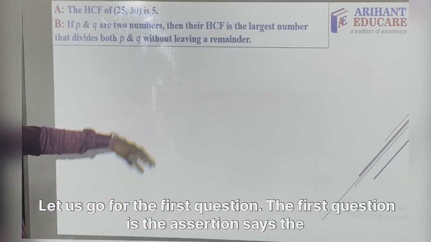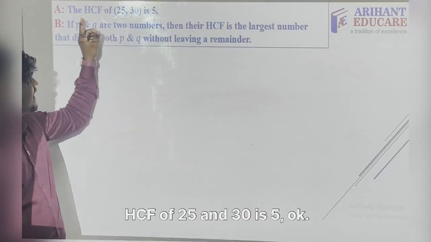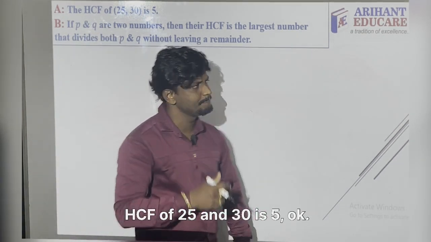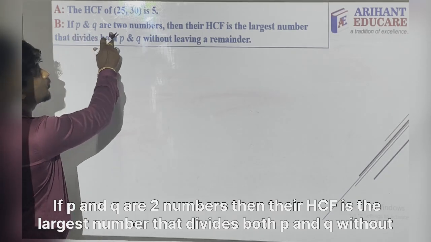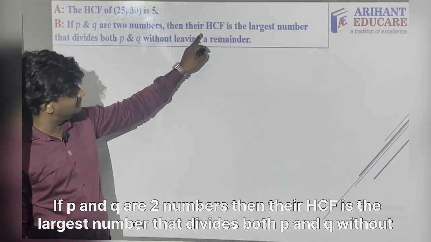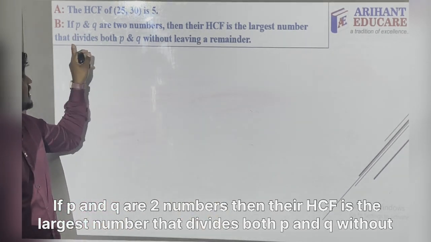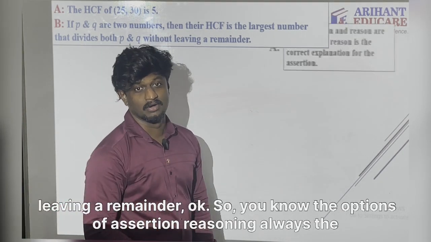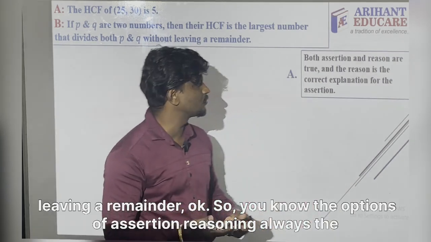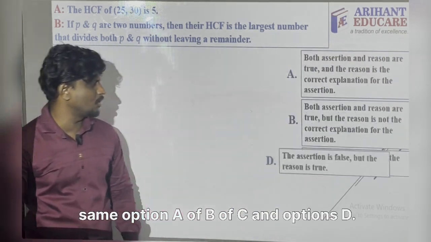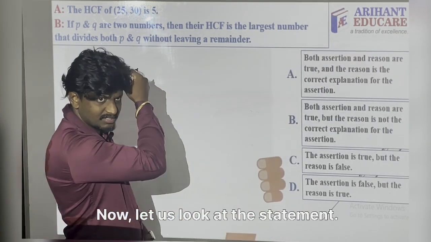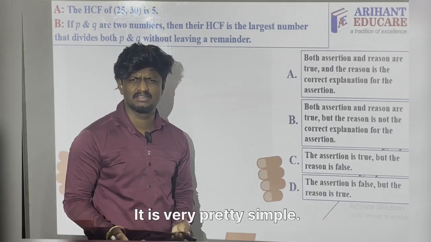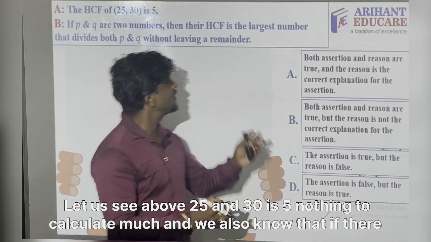The first question is, the assertion says the HCF of 25 and 30 is 5, okay? The reason: if P and Q are two numbers, then their HCF is the largest number that divides both P and Q without leaving a remainder. You know the options of assertion reasoning are always the same: option A, option B, option C, and option D. Now, let's look at the statement. HCF of 25 and 30 is 5. Yes, we know, right? It's pretty simple.